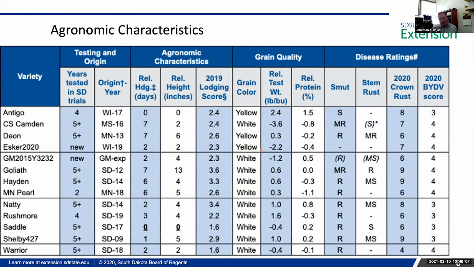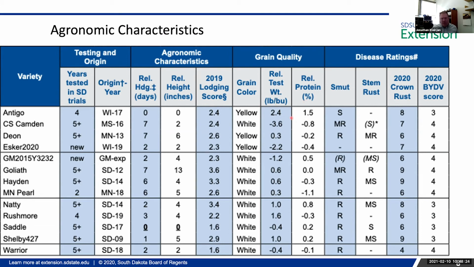Just make sure if you're going to grow an oat and you have an end user in mind that yellow oats don't matter. I don't think it used to be an issue, but I don't really think it is anymore. And then relative test weight. So this is relative to the trial average and relative protein.